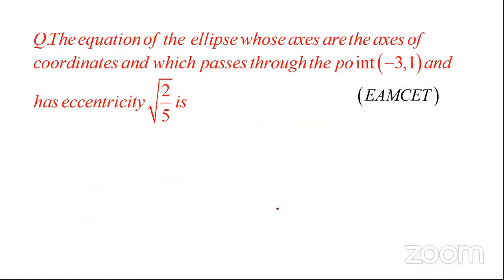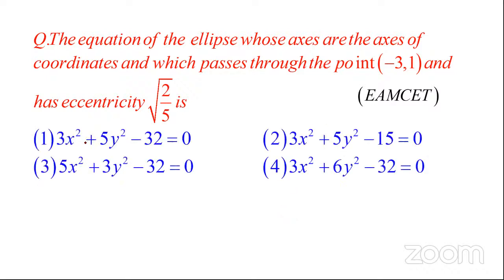So this is the previous MSET question. The equation of the ellipse whose axes are the axes of the coordinates, which passes through minus 3 comma 1 and has eccentricity root 2 by 5. The options are 3x square plus 5y square minus 32 equal to 0, 3x square plus 5y square minus 15 equal to 0, 5x square plus 3y square minus 32 equal to 0, and 3x square plus 6y square minus 32 equal to 0. So what is given is the ellipse whose axes are the coordinate axes, passing through the point, with eccentricity root 2 by 5.